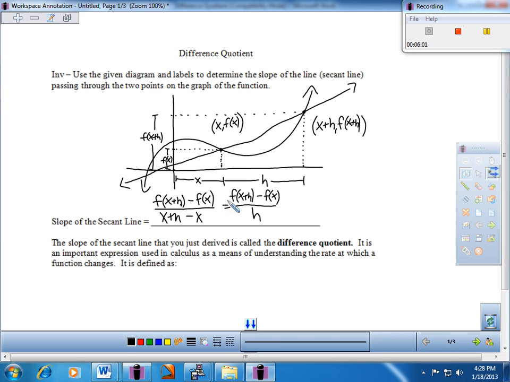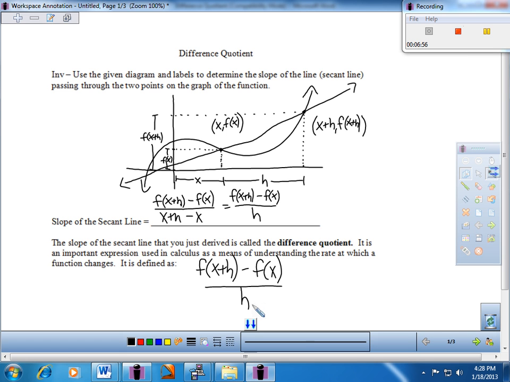So let me just read what we have on the page here, and then it looks like we'll try 4 examples with this, see if we can put it together. So it says the slope of the secant line that you just derived is called the difference quotient. It is an important expression used in calculus as a means of understanding the rate at which a function changes. It is defined as, and let's put it down there once and for all, f of x plus h minus f of x, and all of that is over h.